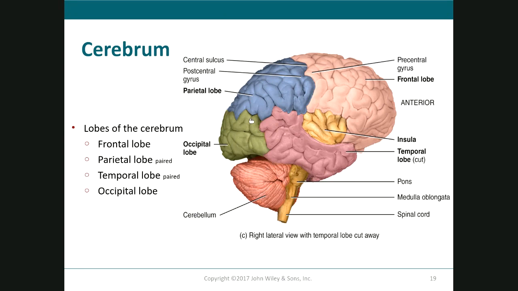Here is the parieto-occipital sulcus, separating the parietal lobe from the occipital lobe. Here is the temporal lobe and the lateral sulcus, separating the frontal lobe and the parietal lobe from the temporal lobe. The occipital lobe is not paired. The temporal lobe is a paired lobe. The other lobe that exists is called the insula. This is deep inside, underneath the temporal lobe.